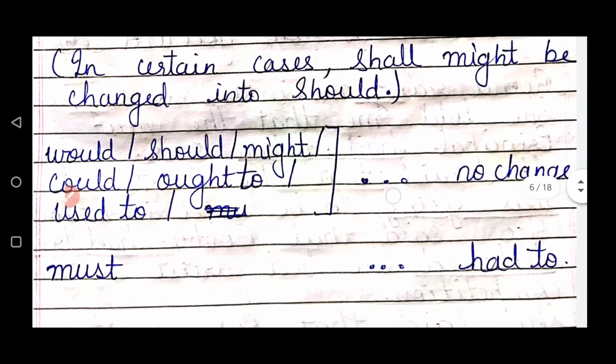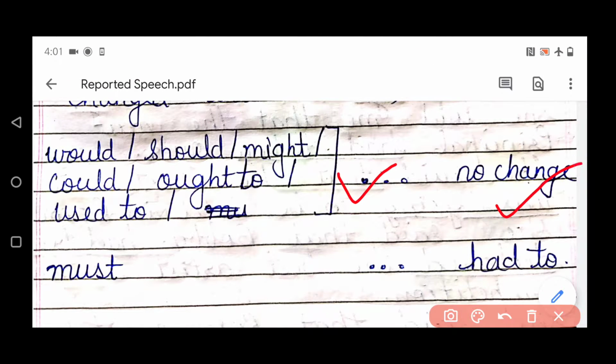Okay. Would, should, might, could, ought to, used to. If these words are there, there is no change. There is no change for these words. Always remember, these are very important. And for must, always remember had to. Must is replaced by had to.